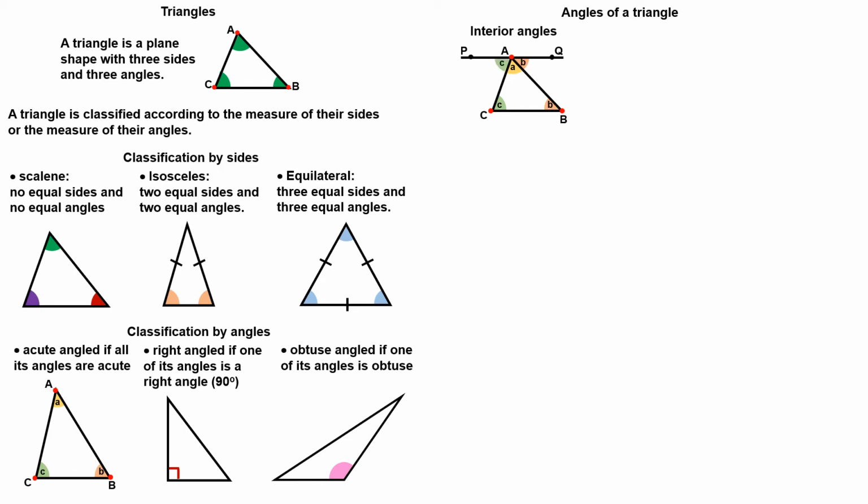The angles A, B, and C are angles on a line, so they add up to 180 degrees. But the angles A, B, and C also are interior angles. Therefore, it's always true: interior angles in a triangle add up to 180 degrees.